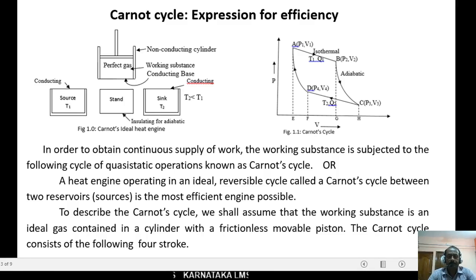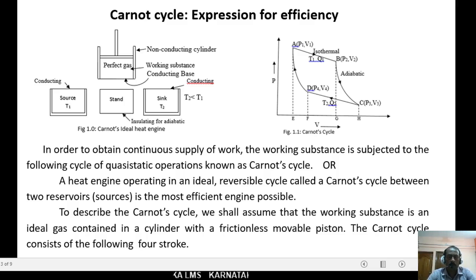Dear students, to describe the Carnot cycle, we shall assume that the working substance is an ideal gas contained in a cylinder with a frictionless movable piston as shown in the diagram here. The Carnot cycle consists of the four strokes. One is isothermal expansion, second one is adiabatic expansion, third one is isothermal compression, fourth one is adiabatic compression.